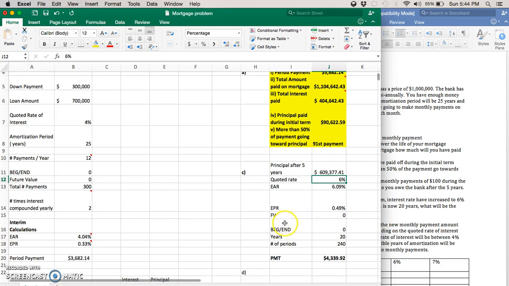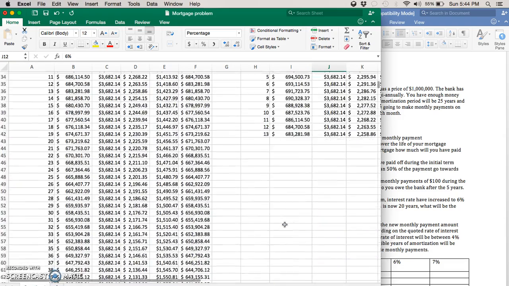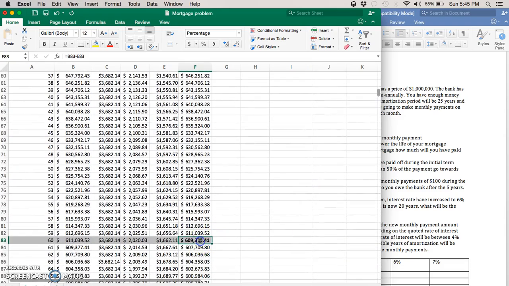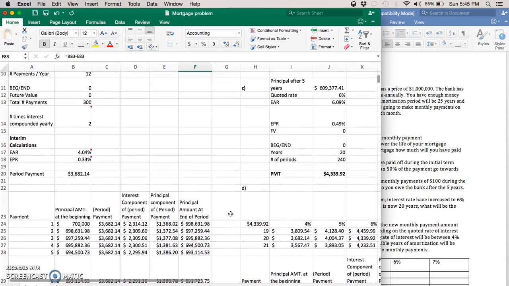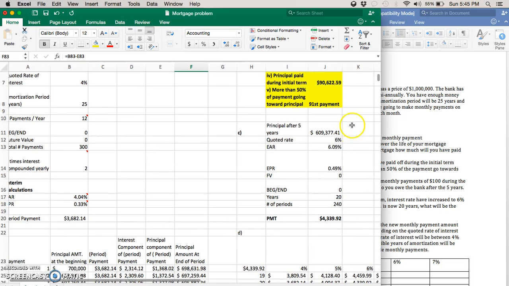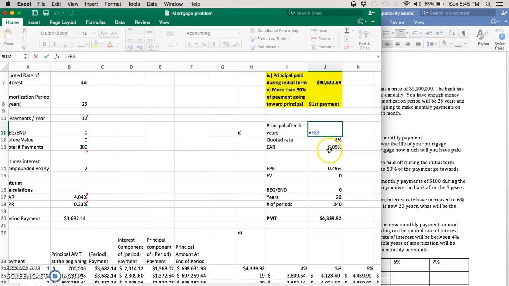So what you're going to do is continue the loan from the 60th payment, which we found right here, the ending balance, and then you're going to continue to amortize the rest of the loan. So what I mean by that is the value that we just found is going to be your new present value of the loan. Your quoted rate is 6%. Your EAR is different because the quoted rate is different. Your EPR is different also.